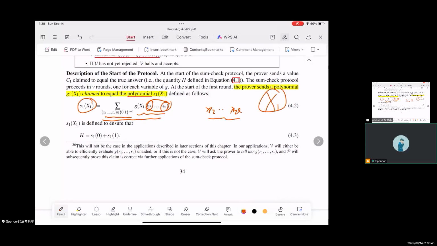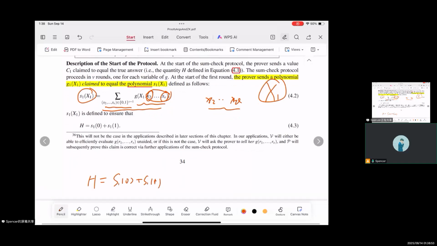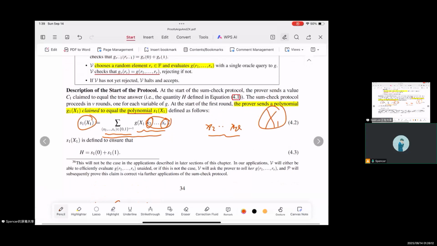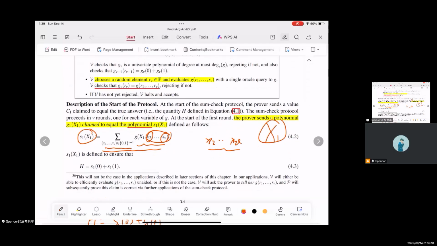And the s1 is defined to ensure that h should be equal to s10 plus s11. We still remember that c1 should be equal to j10 plus j11. Okay, we still remember this. So here we just use h and s10 and s11. So this should be in short. This h should be equal to s10 plus s11.